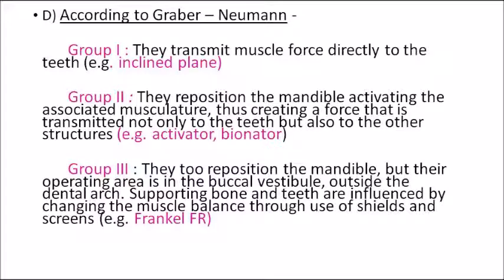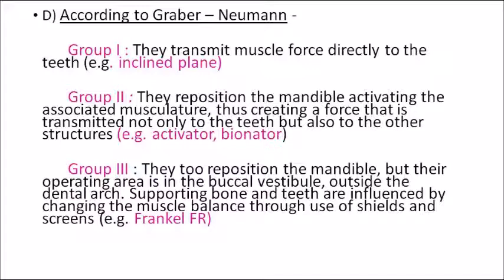Now, Graber and Neumann have proposed a classification of myofunctional appliances into 3 groups. So group 1 is those appliances which transmit the forces directly to the teeth. That includes your inclined plane. So your anterior inclined plane or lower anterior inclined plane, your Catalan's appliance. So that all come under group 1, where the muscle force is directly transmitted to the teeth.